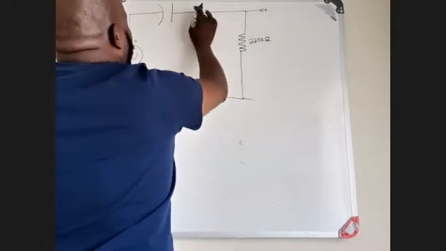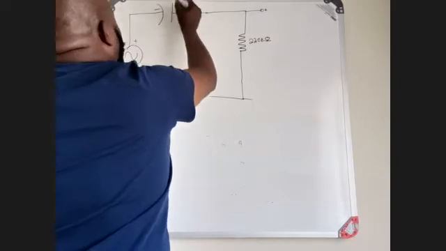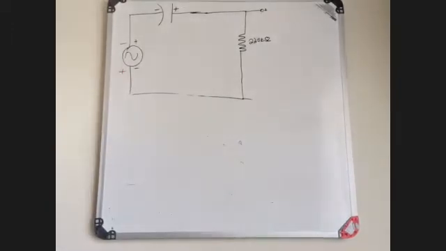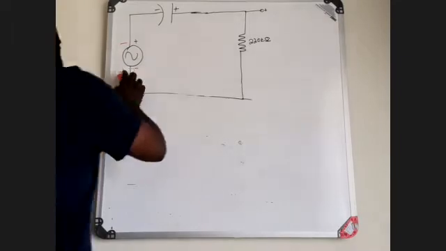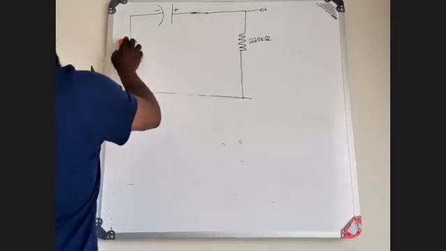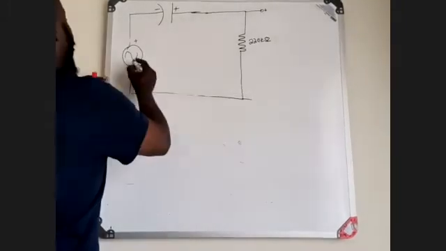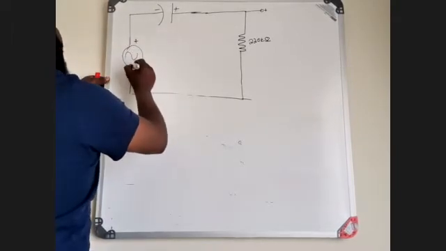You will see that the first one was positive, negative, but this one now is negative, positive. The first one was positive, negative. Now this one is negative, positive. Then here, you will see that this one is positive, that one is negative.